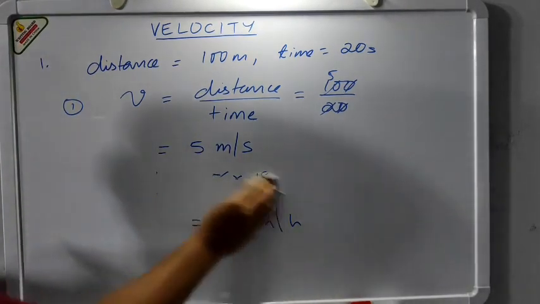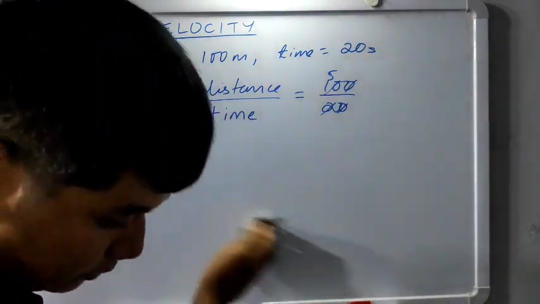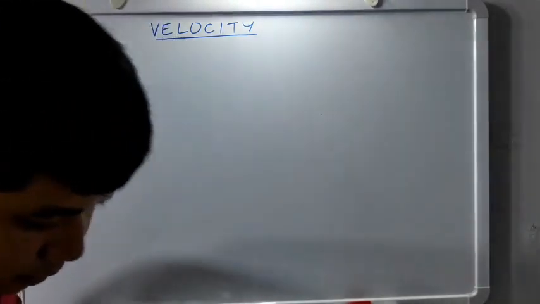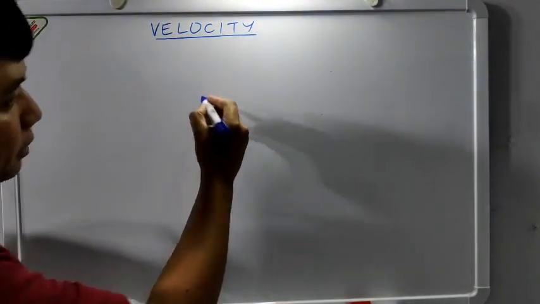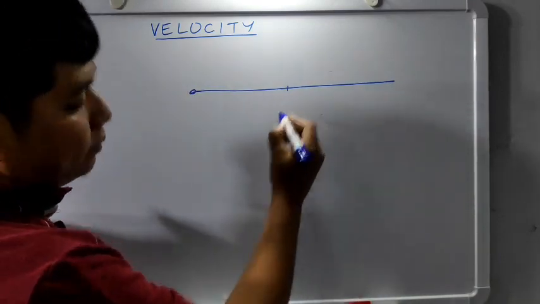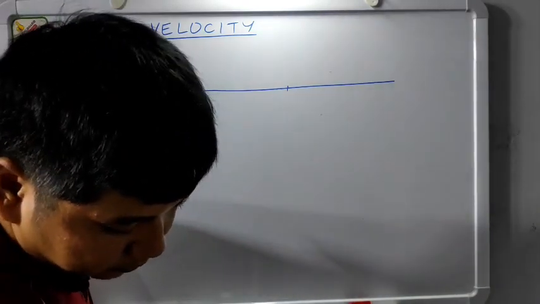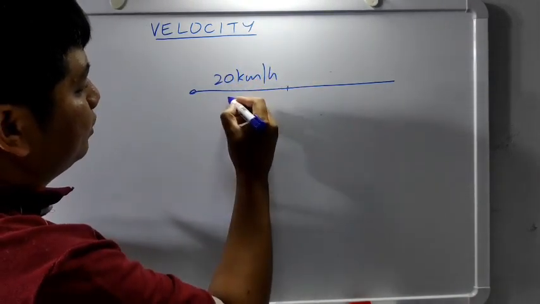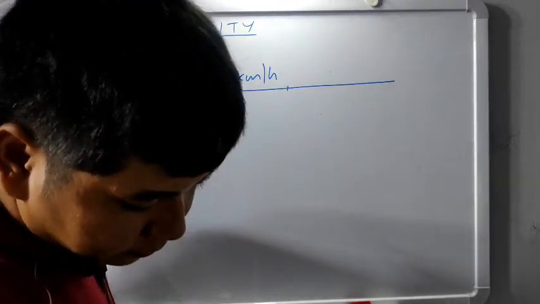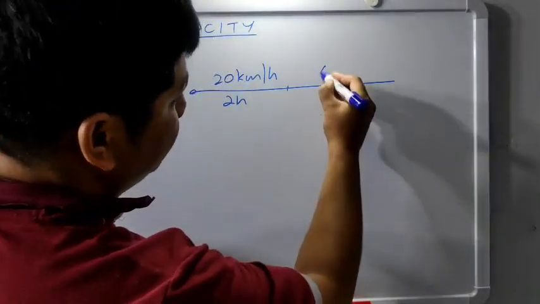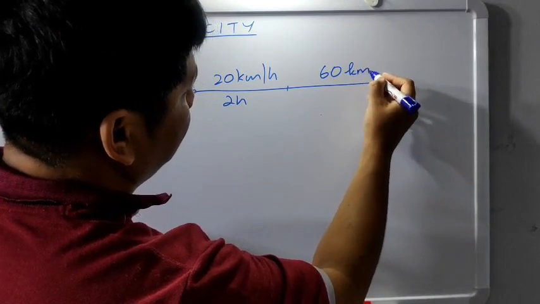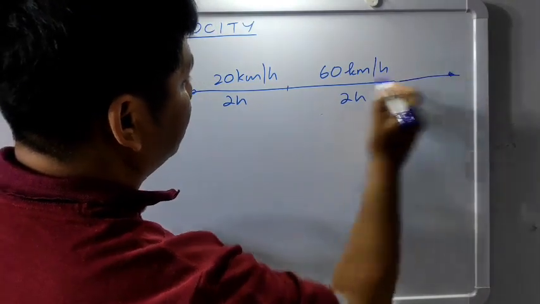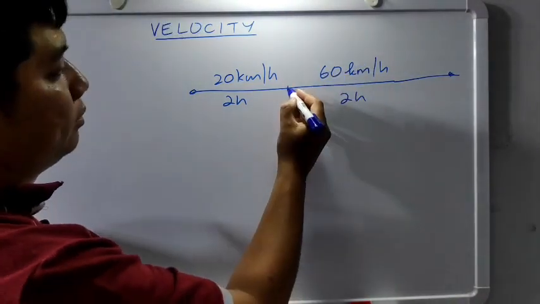And question number 2. A car travels at a speed of 20 km per hour for 2 hours and at 60 km per hour for the next 2 hours. It will cover a longer distance in the second interval because the speed is faster.